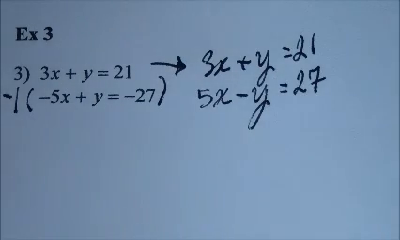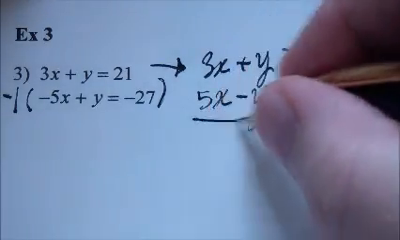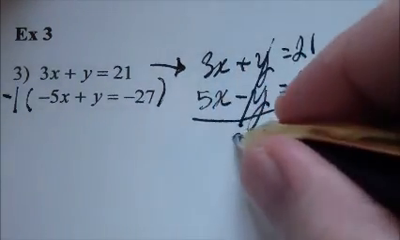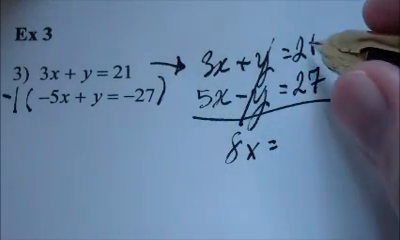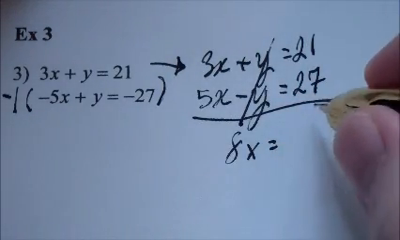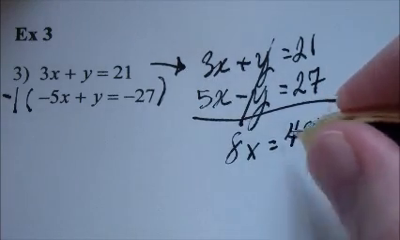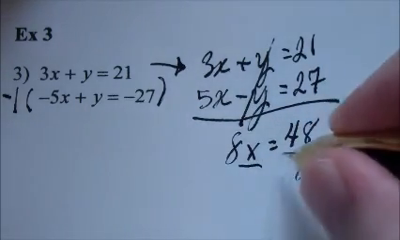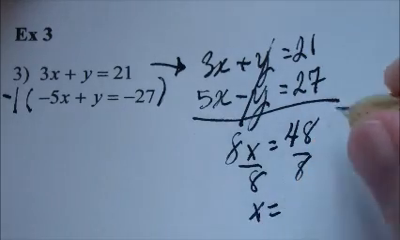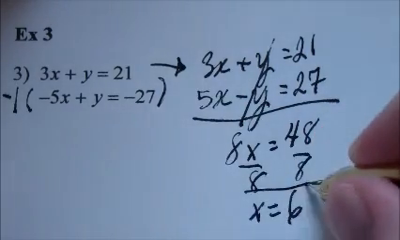Okay. These equations we can combine and eliminate something, in particular the y. Let's do that. Y's cancel out. We have 8x, 21, 27. Add those together, we're going to get 8x equals 48. Divide both sides by 8. X is equal to 6.